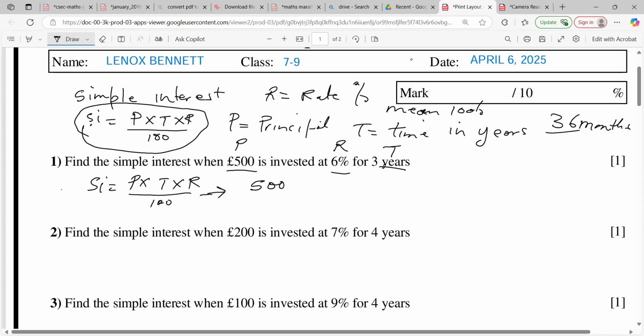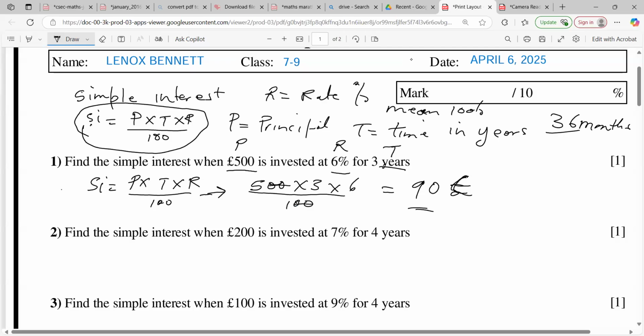So it will be 500. The time is 3 years, and you times by 6 over 100. All right, so 5 times 3 is 15, and that gives 90. So one of my prep students is on, and she also got it all correct. Very good. All right, so that will be 90.